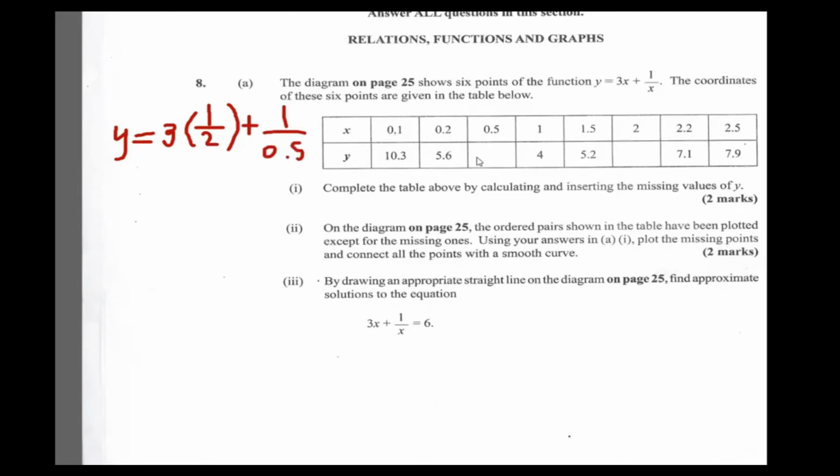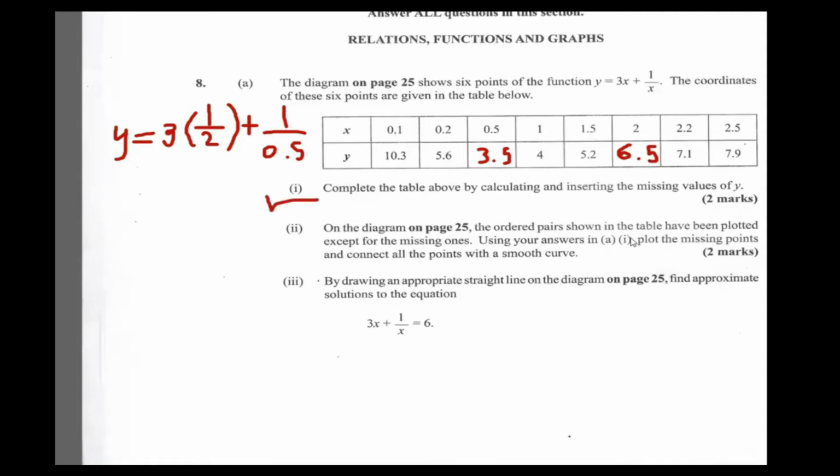When you work that out, 3 times a half plus 1 over a half, I get 3.5. And then plug in when x is 2. I'm going to get 3 times 2 plus 1 over 2, which is 6.5. So that completes the table. That takes care of part I.